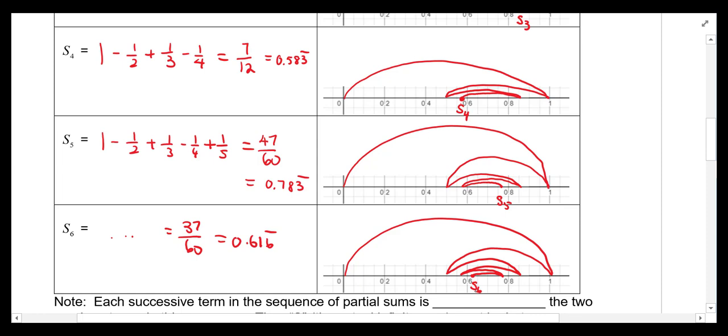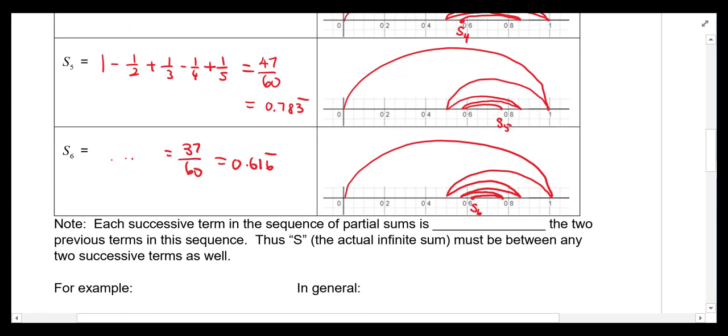Now, I hope you got tired of drawing those things back and forth. There's a reason why I made you do that, because I want you to understand this. Each successive term in the sequence of partial sums is always between the two previous terms in the sequence. Do you see? S sub 6 here, this answer is between the previous two terms, right? S sub 5 up here is between the previous two terms, right?